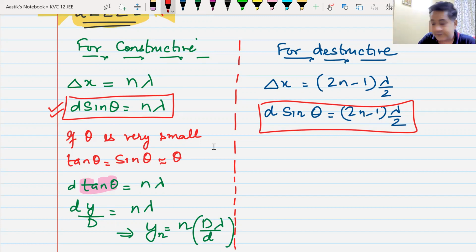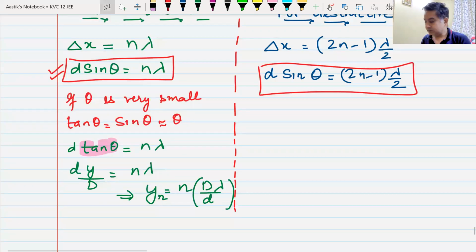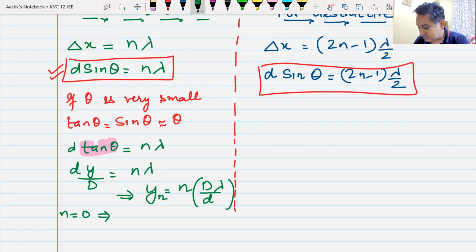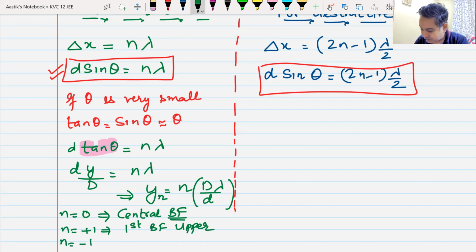What is the value of n? For n is equal to 0, I will get the central bright fringe. Do we understand this? For n is equal to plus 1, I will get the first bright fringe above C, in the upper region. If I put n is equal to minus 1, I will get the first bright fringe in the lower half.